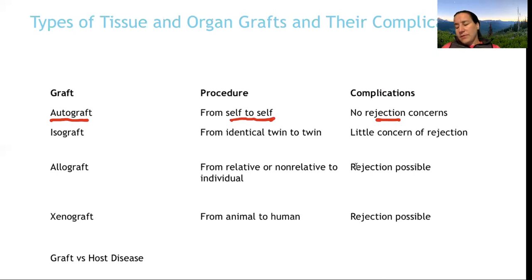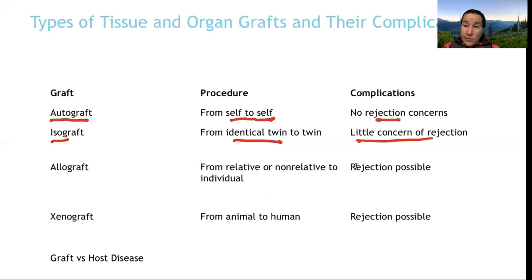Other issues. If you are fortunate enough to have an identical twin, identical twins that we learned about in AP2 have the same DNA. So if you had an identical twin and you needed something and that identical twin could give it to you, that would be an isograft. Very little concern of rejection.